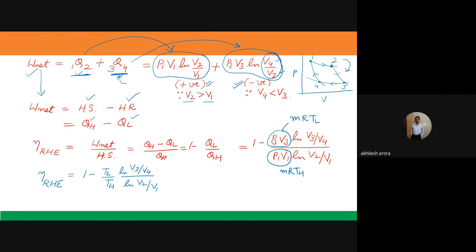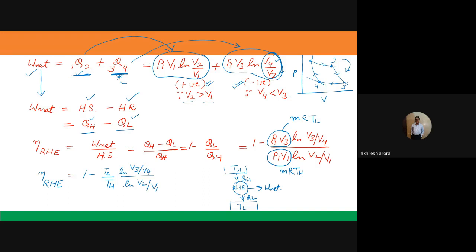So you should remember this diagram. It is very simple to understand. This is the heat engine here, the reversible heat engine. It is taking heat QH from the temperature TH, and QL amount of heat is thrown out, and W net is being produced here. So once again we can write it as QH minus QL.